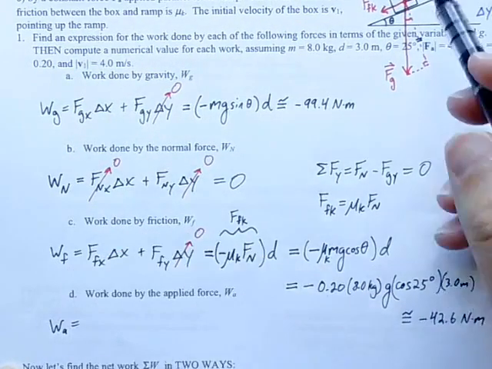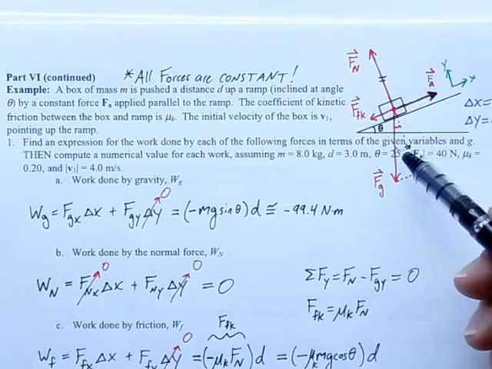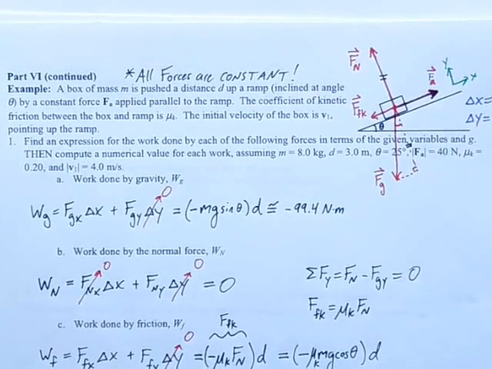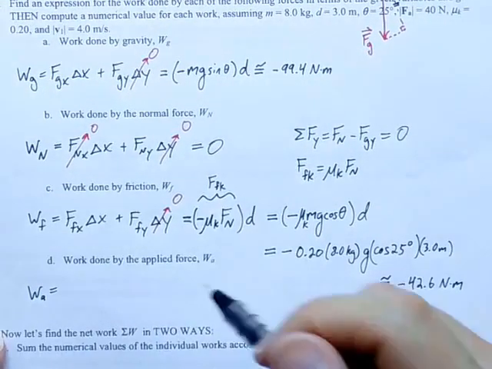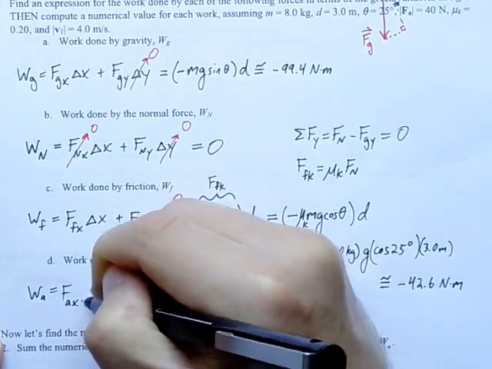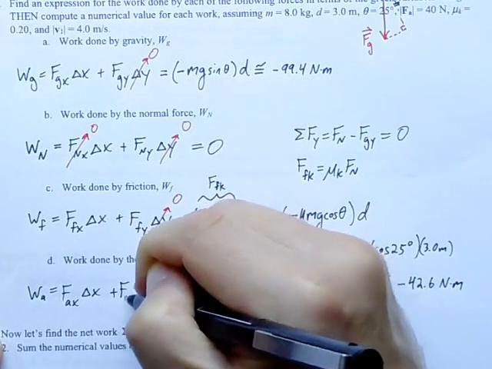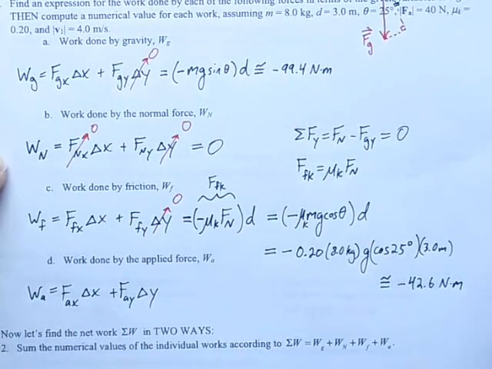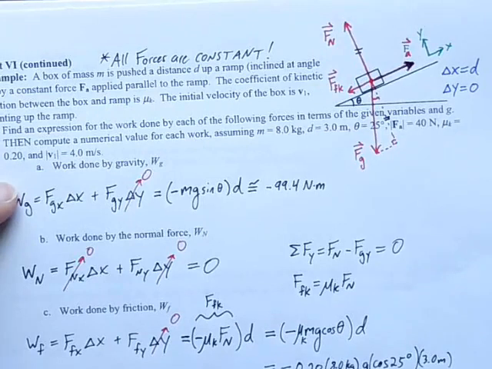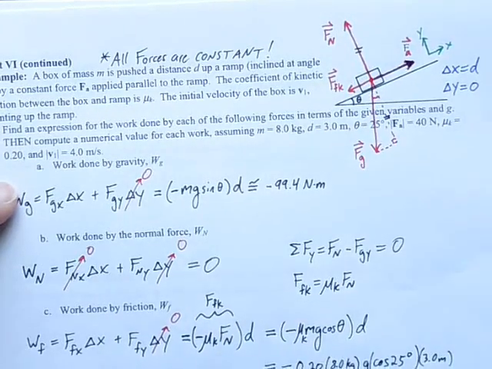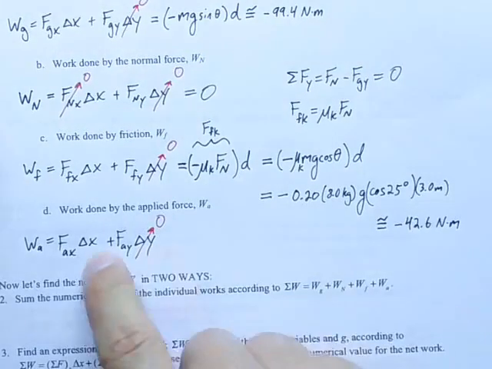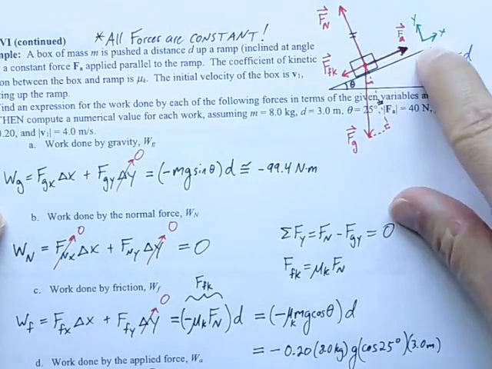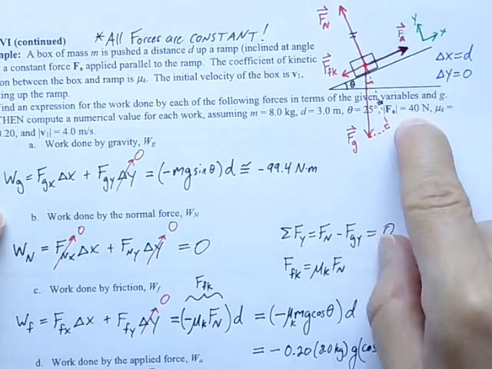The work done by the applied force, lastly. So there were 4 different forces on the free body diagram, therefore potentially up to 4 works to calculate, 1 for each force. Work done by the applied force will be Fax delta x plus Fay delta y. Our delta y is still 0. Fax, that's just our applied force. It's pointing in the plus x direction. Magnitude is 40 newtons.